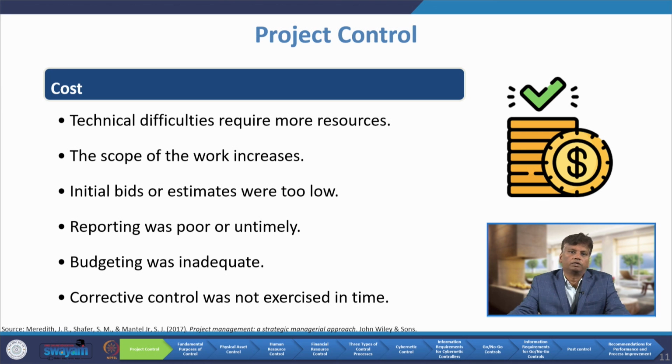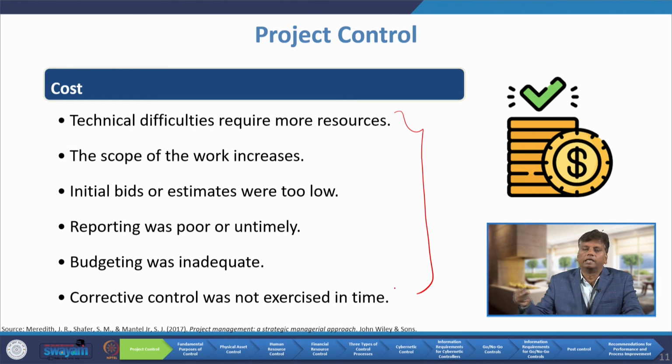Next, a very important thing is cost. What are the symptoms? Technical difficulties require more resources, and the scope of work increases. These are the symptoms that force us to control cost. Then initial bids or estimates were too low, reporting was poor or untimely, budgeting was inadequate, corrective control was not exercised in time. These symptoms give a hint that we need to do proper cost control.